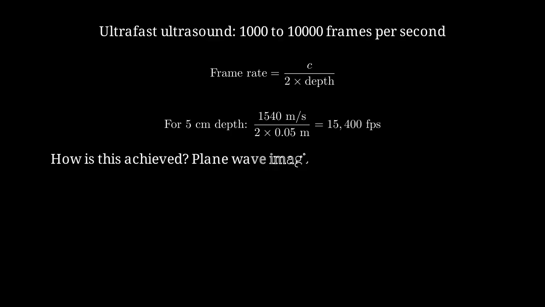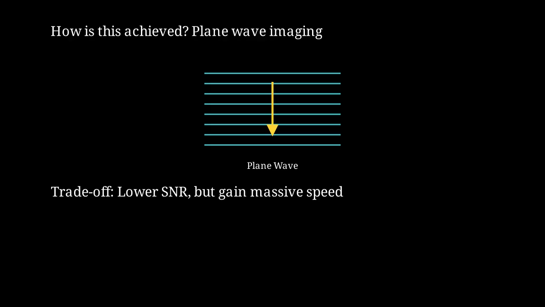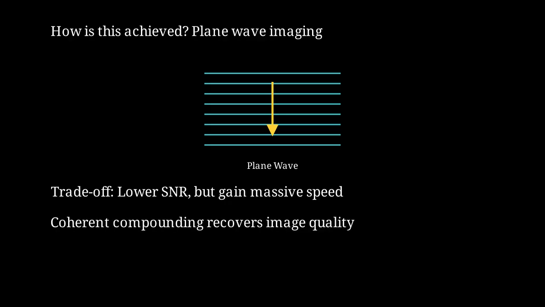Ultrafast imaging uses plane wave transmission instead of focused beams. A plane wave insonifies the entire field of view simultaneously, eliminating the need for time-consuming scanning. The trade-off is lower signal-to-noise ratio per frame, but the dramatic speed increase enables techniques impossible with conventional imaging. Image quality is recovered by coherent compounding of multiple plane waves transmitted at different angles.